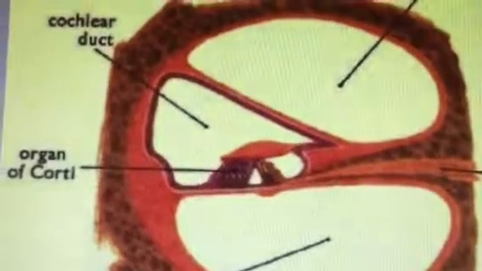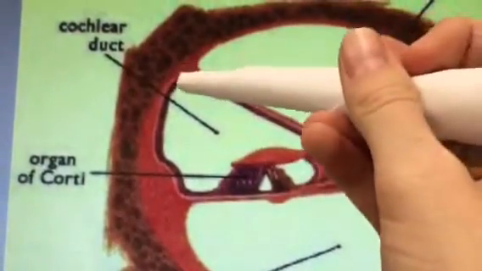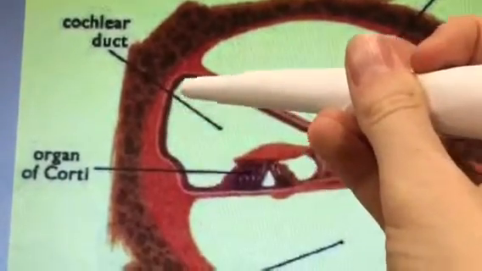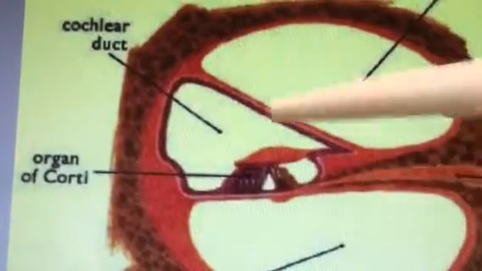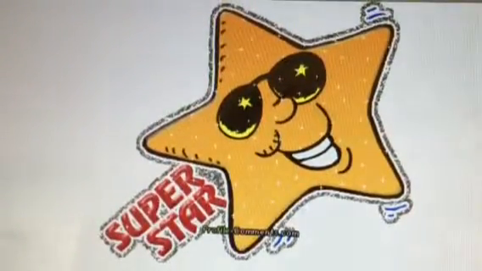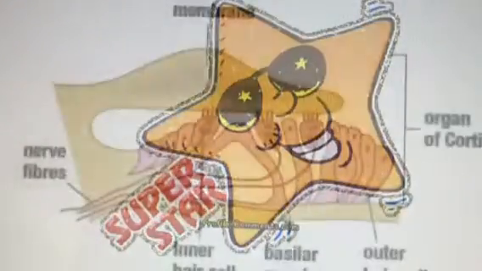The spiral lamina, which is the bony portion, the spiral ligament, which supports the scala media, and the stria vascularis, which produces endolymph and supplies oxygen and nutrients to the cochlea. The superstar of the cochlea is the end organ for hearing. It is called the organ of Corti.